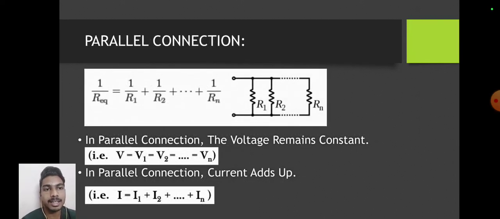In parallel connection, the voltage remains constant. That is V is equal to V1 is equal to V2 is equal to and so on up to Vn. So the current gets added up. That is I is equal to I1 plus I2 plus so on up to In. So the equivalent resistance of the parallel connection is 1 by R equivalent is equal to 1 by R1 plus 1 by R2 plus so on up to 1 by Rn.